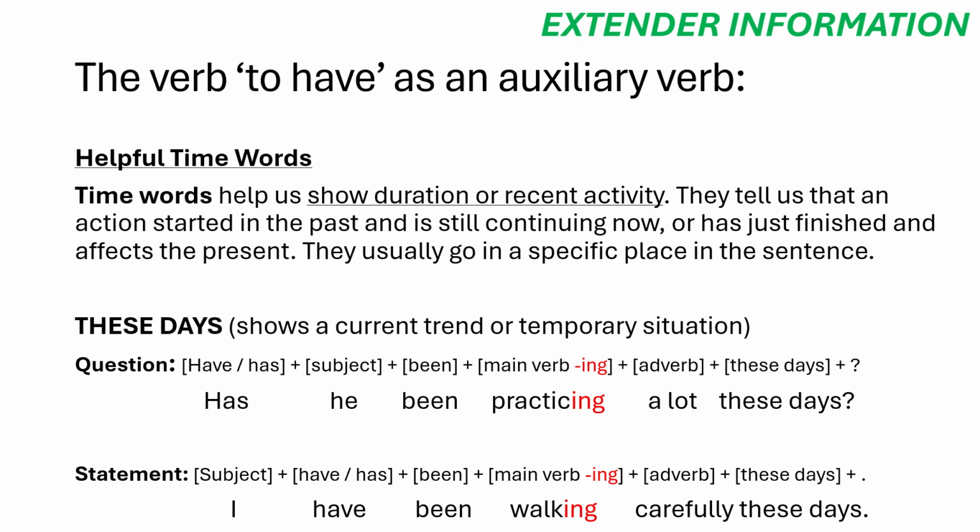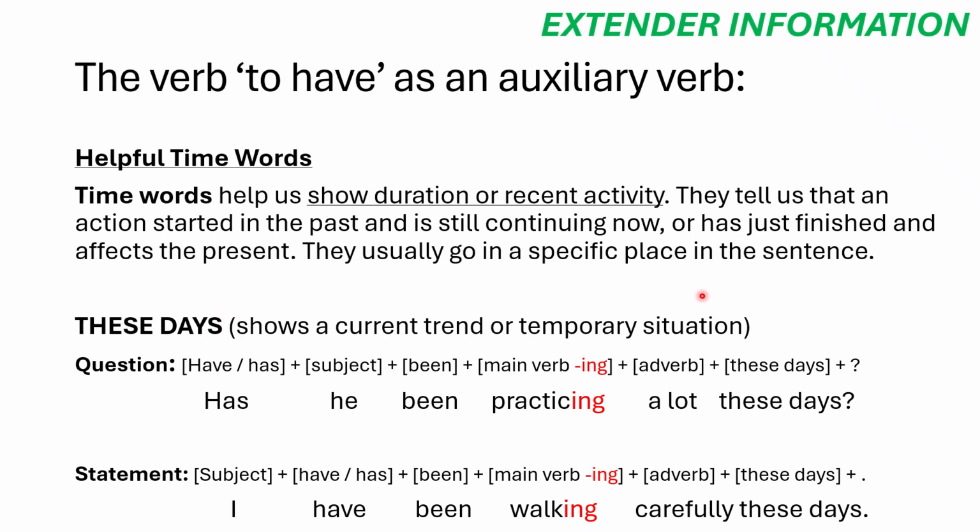In the present perfect continuous tense, adverbs of frequency, quantity, or intensity usually go after the main verb and before the time expression. This is true for all of the time expressions introduced in this lesson.